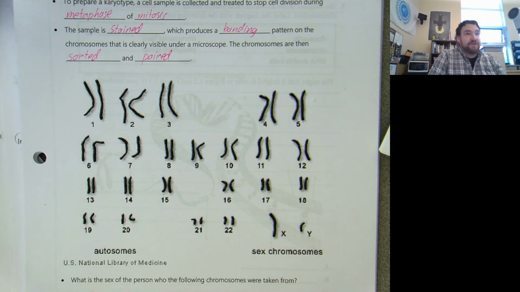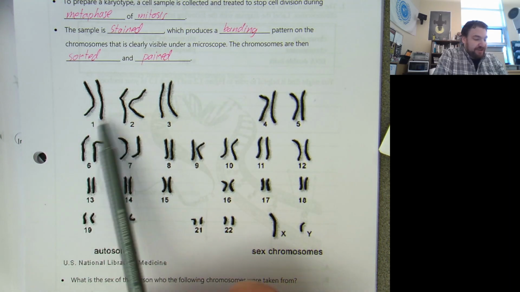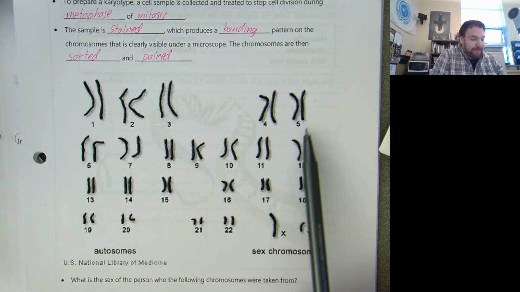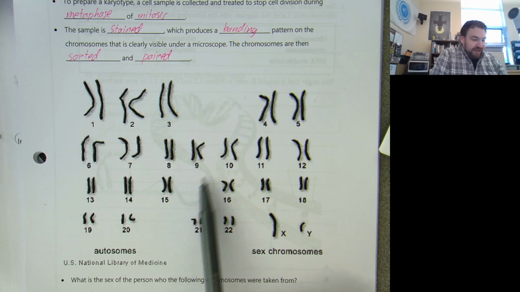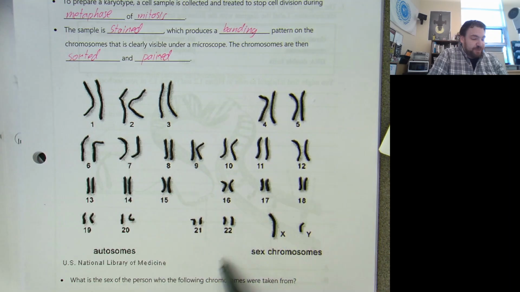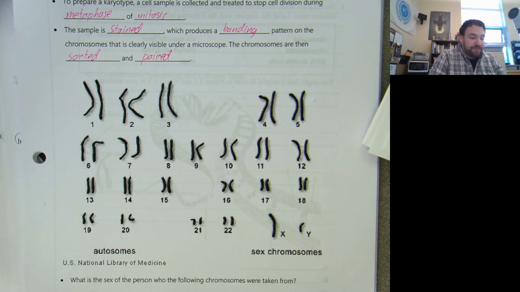Homologous pairs are pairs that have the same alleles in the same spot, they have the same size, they have the same centromere location. So you get these two that go together. This is your one pair, your two pair, three pair. They're all labeled here for you. And they have different roles. Again, I don't necessarily know what all of these pairs do, but you've got 22 pairs of what are called somatic. No, not somatic is not the word I'm looking for. Those are somatic cells. I want autosomes. Yes, 22 pairs of autosomes.